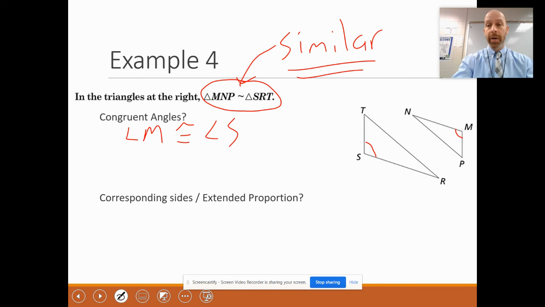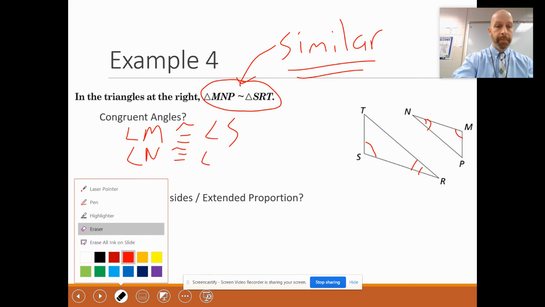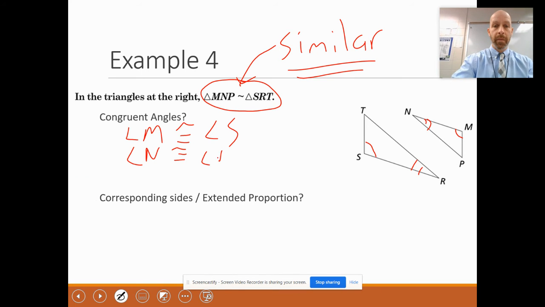The second letter in the first part is N, and I'll put 2 marks there. And that's got to be paired with the second angle of the second triangle, so that's R, so that's got to be this one here. So that means that angle N is congruent to angle R. Let's fix that. And finally, obviously, you're going to have that angle P, the leftover angle, is congruent to angle T.